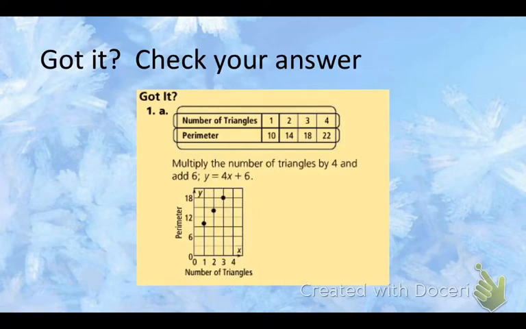And that relationship can be shown by multiplying the number of triangles by 4 and adding 6. And so that relationship is y equals 4x plus 6. And the graph is also shown. So once again, if you do not understand where that came from, please make sure you pause and ask a question. All right, let's continue on here.